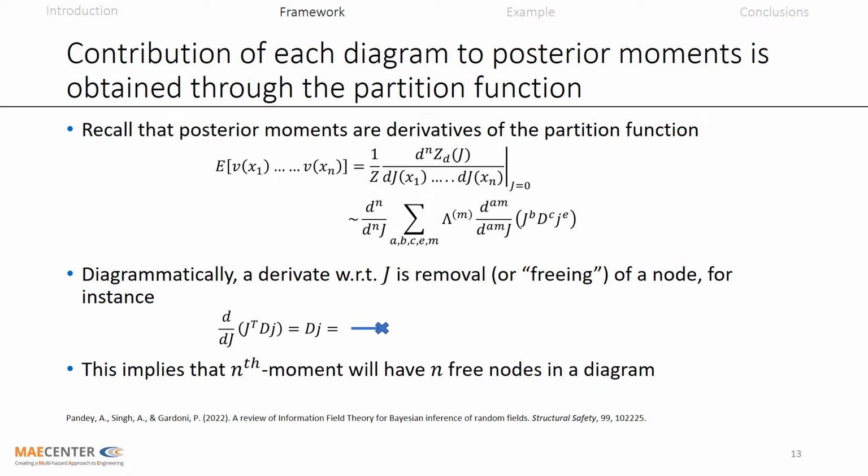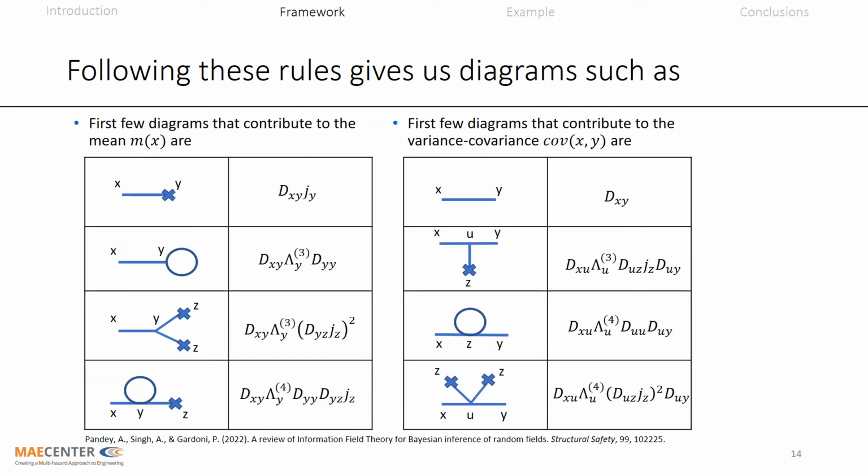This also implies that the nth order moment, which is equivalent to taking n derivatives of the partition function, will have n free nodes in a diagram. So following these rules, we can get diagrams as shown below. On the left hand side table, we have the first four diagrams that contribute to the posterior mean, and on the right hand side, we have the first four diagrams that contribute to the posterior covariance.